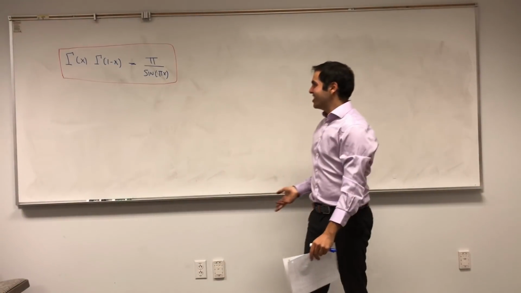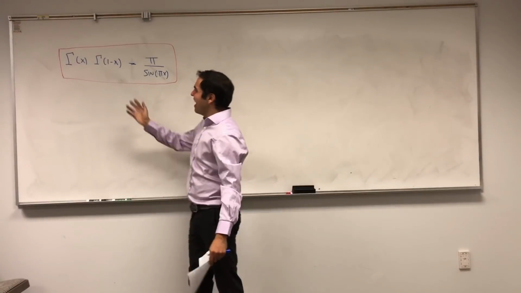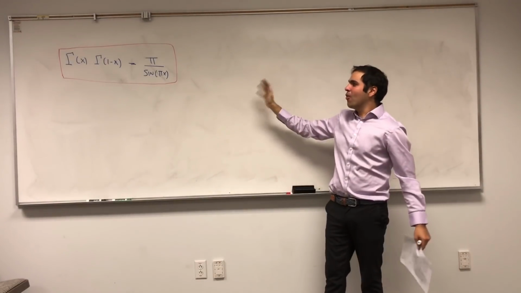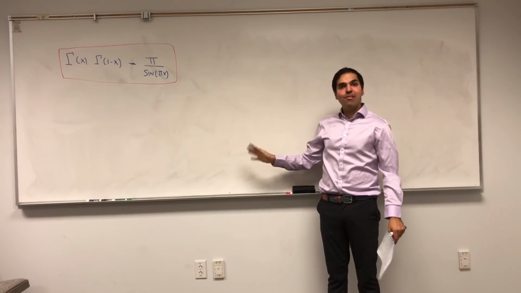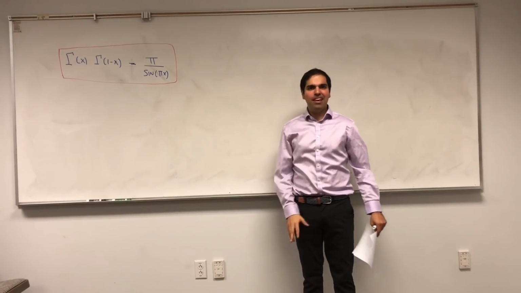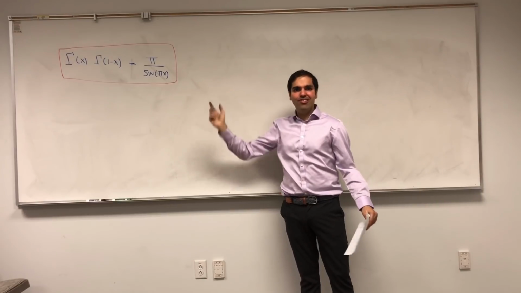Alright, thanks for watching. Today I will finally show you why it's true that gamma of x times gamma of 1 minus x is pi over sine of pi x. By the way, this formula also holds for complex numbers, so if x is complex. But today, because the proof is so nice, I will do the real case.